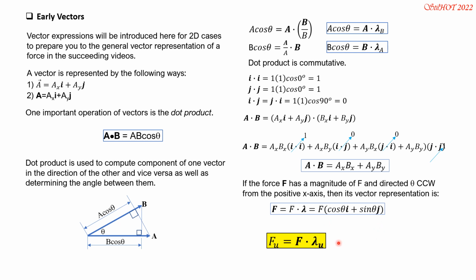And remember also that the unit vector cosine theta i plus sine theta j has a magnitude of 1 because, remember, the square root of cosine squared theta plus sine squared theta, that's an identity, that's 1. Square root of 1 is 1. So that's it.